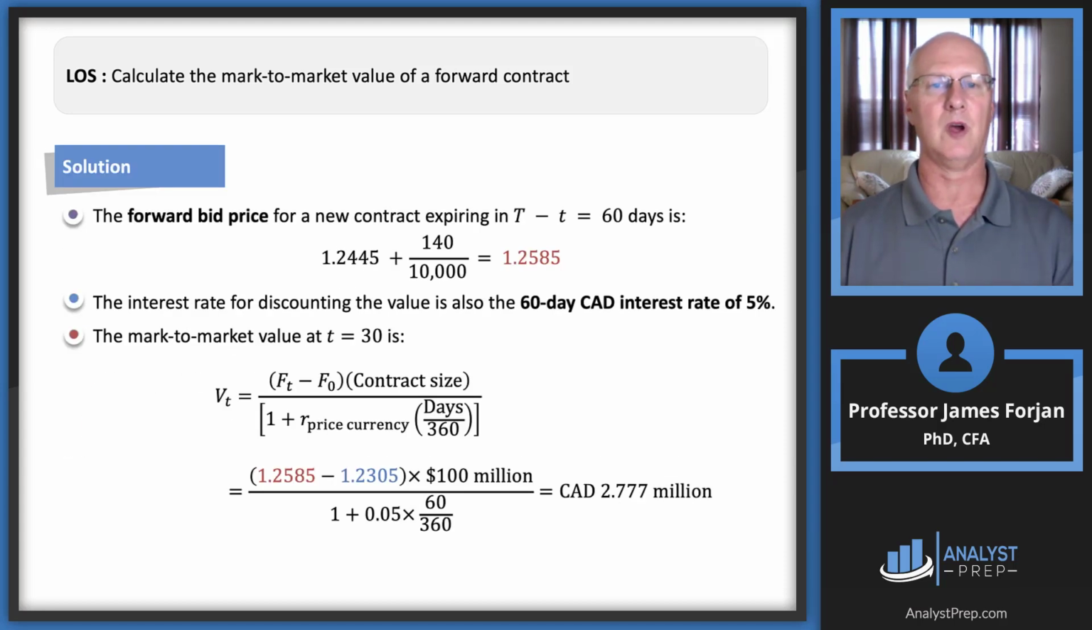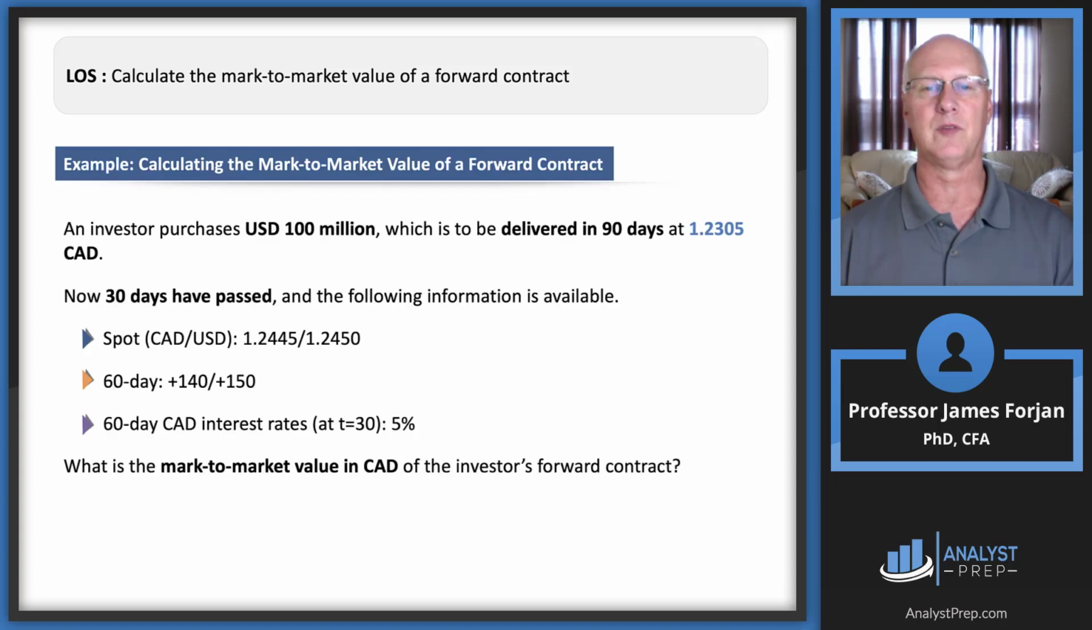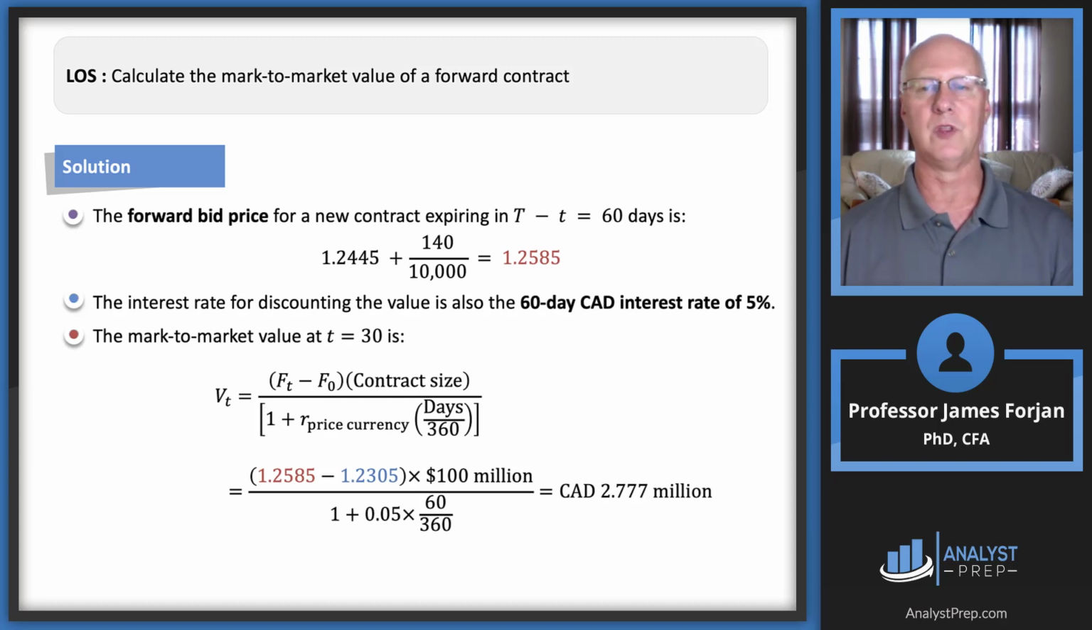So that's important. All we're going to do is figure out that forward bid price. So take the 2445 plus the 140. Let's just make sure we do that right. Yeah, 2445 plus the 140. Those are the new bid prices. So we get the 125.85. And we're going to use that 5%, 60 days, right? 100 million. So we do that math and you get 2.7 million Canadian dollars.